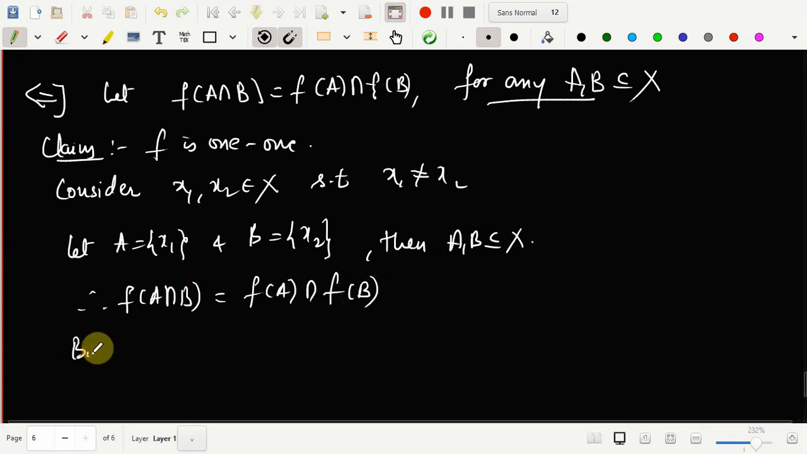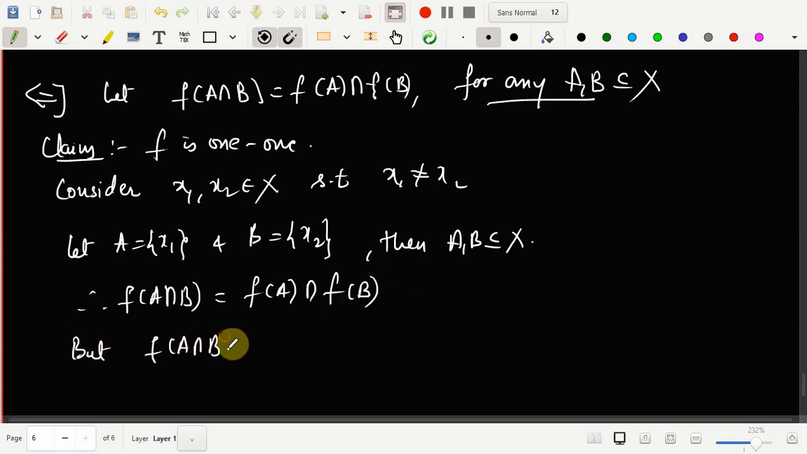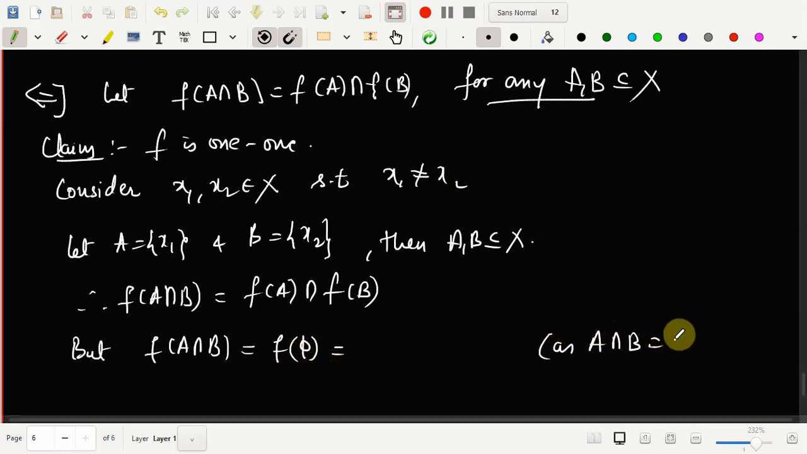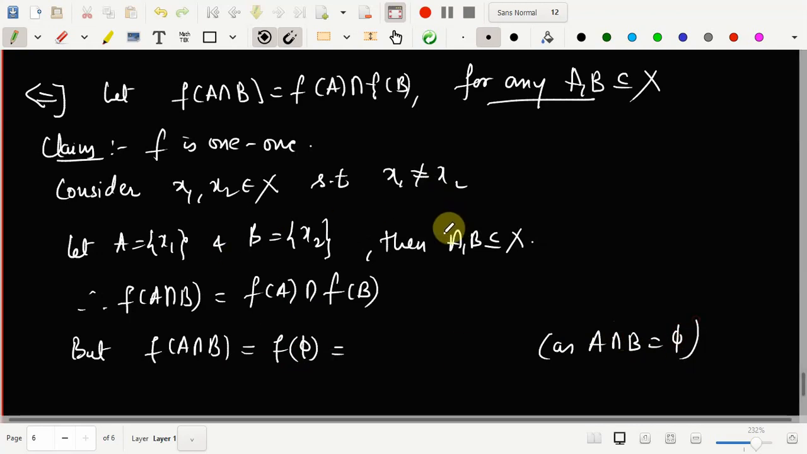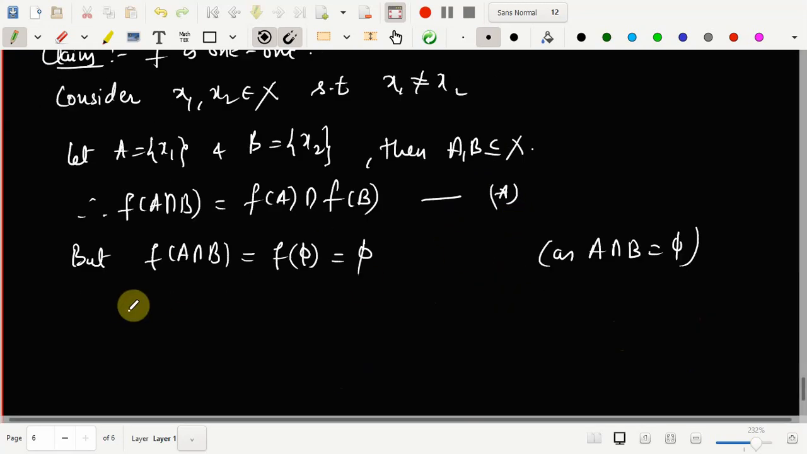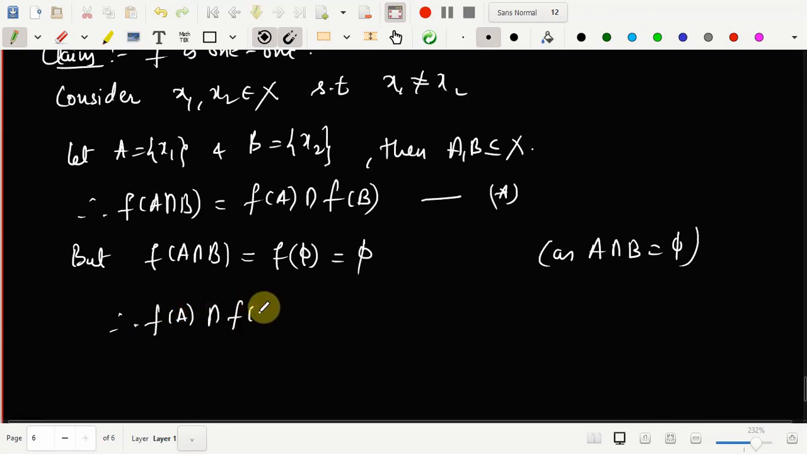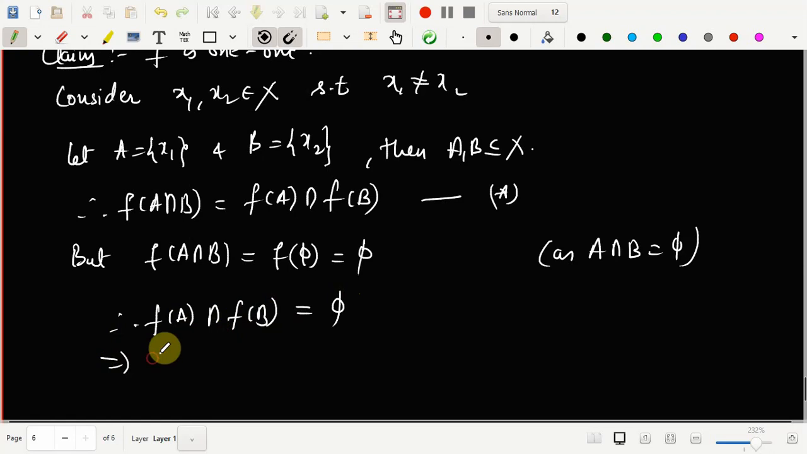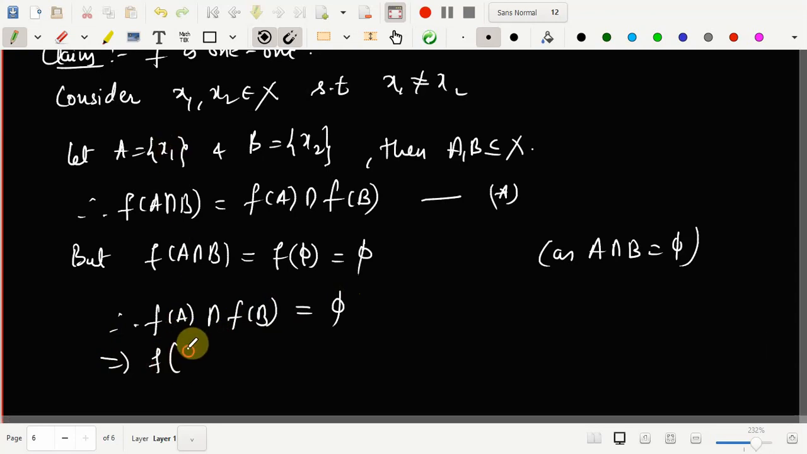Okay, but what do you know about f of A intersection B? As x1 is not equal to x2, A intersection B is nothing but an empty set. That's clear because x1 is not equal to x2, therefore there is no common element in A and B, and therefore this is empty. So this implies from star that f of A intersection f of B is empty. That is, there is no common element in f of A and f of B.